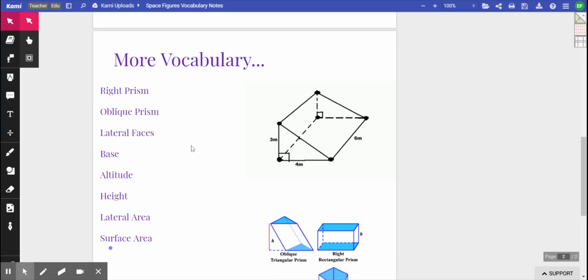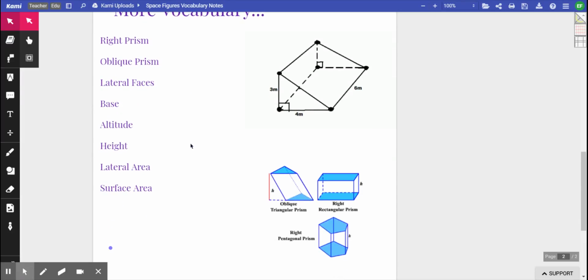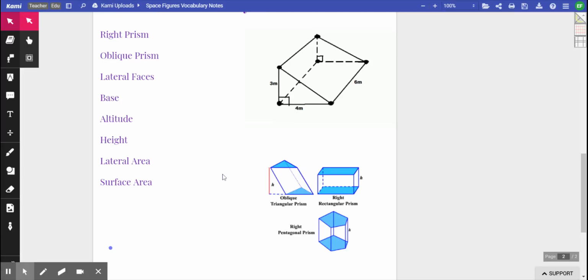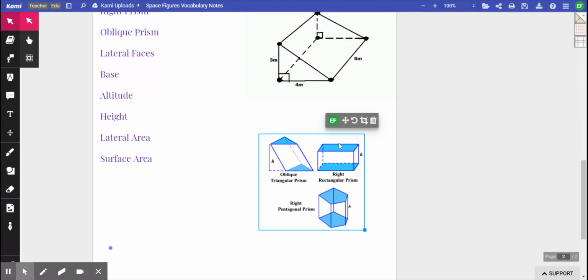That wasn't enough vocab, right? So we have a couple more. We're going to be talking about a right prism versus an oblique prism. A right prism is your general prism. It's the ones that go straight up and down. So this here is a right prism. We see that we have a right angle in it. Same idea: this prism has a right angle down here. So it's a right rectangular prism. Here's a right pentagonal prism. You could picture a little right angle in here.